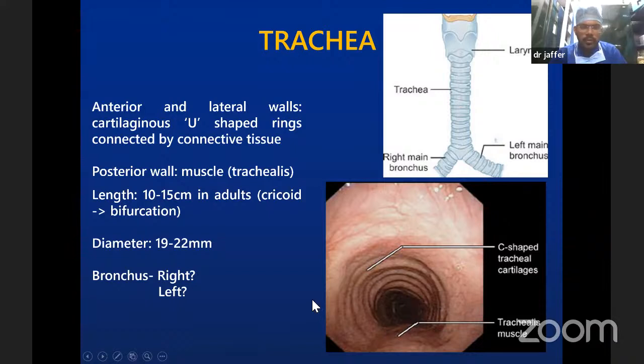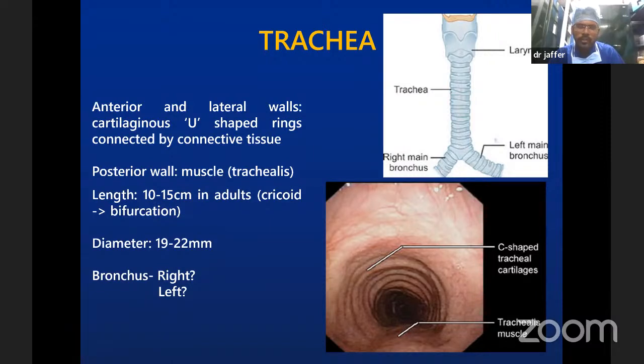Next important thing which we have to know here is there are certain things we can find, like in tracheoesophageal fistula, we can find a fistula here. Why identify the fistula? So that we can put the cuff of the endotracheal tube past the fistula. Then what is the diameter of the trachea? I've already told that it is 20 to 22 mm.